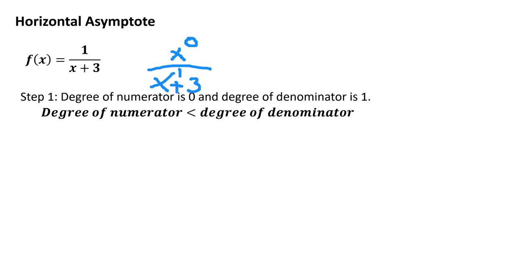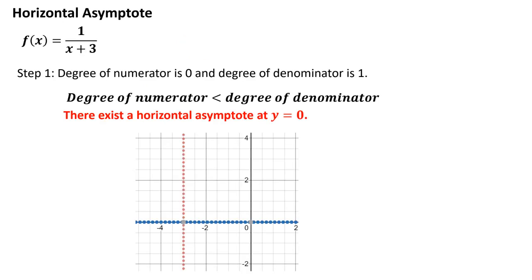So we can see that the degree of the numerator is 0 and the degree of the denominator is 1, so we have our first case. The degree of the numerator is smaller than the degree of the denominator. So hence, we have a horizontal asymptote at y equals 0. Okay, so again, it's this axis here.